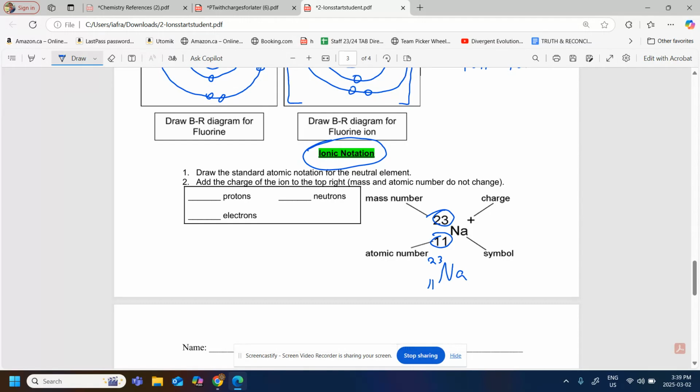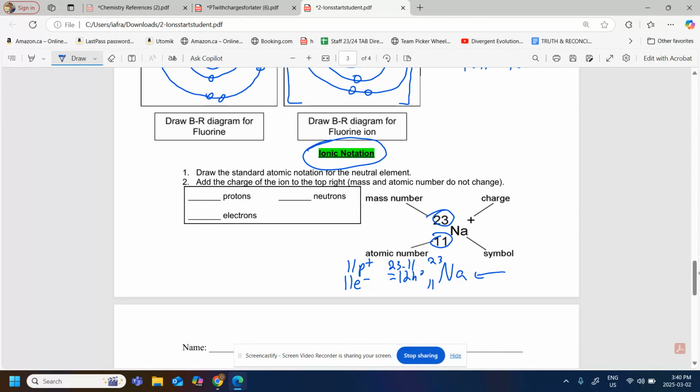So for example, if I want to find the number of protons in sodium, I'd look at the atomic number, I'd have 11 protons. I'd also have 11 electrons because they're the same in this sodium here that I've drawn. And then for neutrons, I would do 23 minus 11 gives you 12 neutrons.